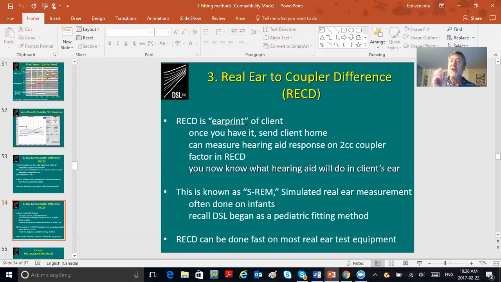And that's called simulated real ear measurement, SREM. And that's another thing DSL brought to the table. Okay? Remember, it began as a pediatric-based fitting method. So you'd take the hearing aid, put it on a 2cc coupler, factor in the RECD, and now try to hit targets on your DSL method. Once you have, call up the parent. Okay, come on in, bring your kid in. I'll fit the hearing aids now. SREM. Pretty genius.